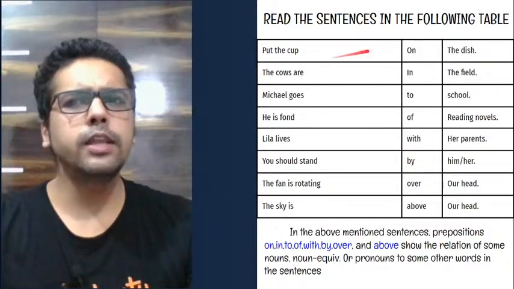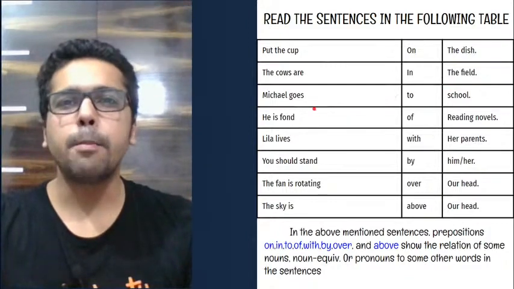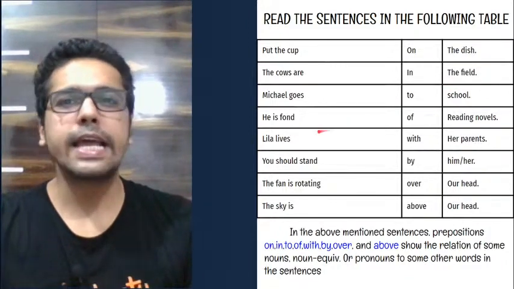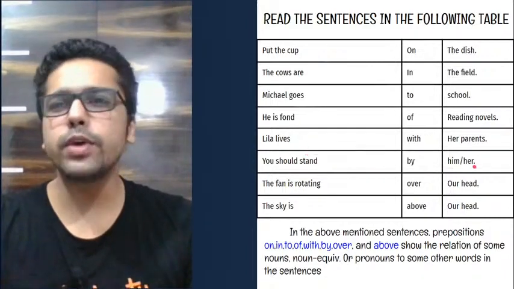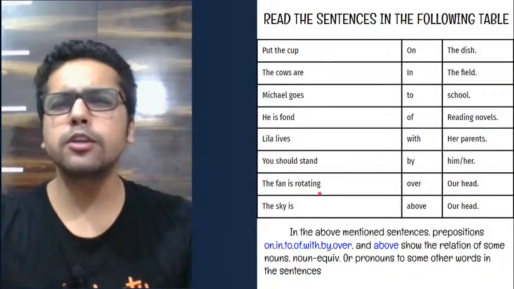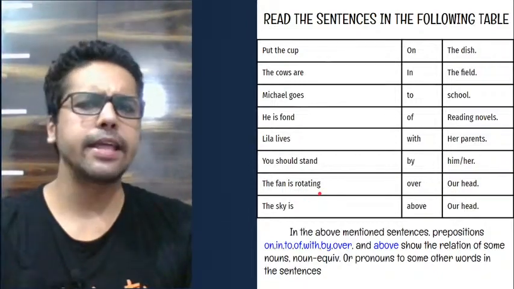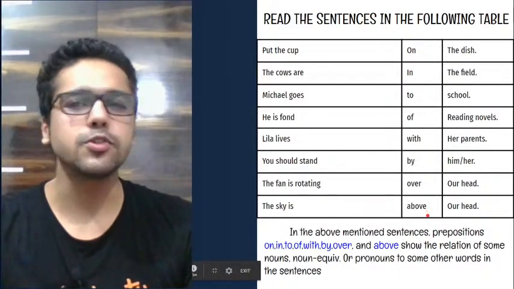Look at this here. Put the cup on the dish. The cows are in the field. Michael goes to school. He is fond of reading novels. Leela lives with her parents. You should stand by him or her. The fan is rotating over her head, or the sky is above her head. So all these words are prepositions, you see.